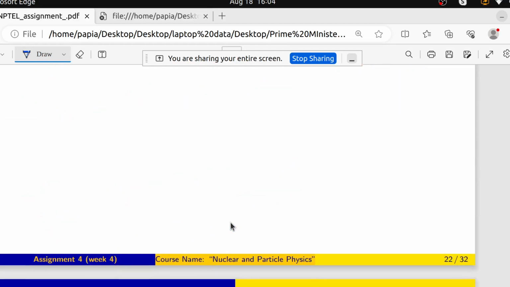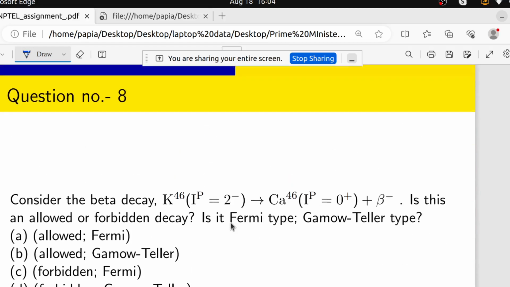Good. Okay. So now coming to the next question. This next question is a little bit different from whatever we have done previously. The next question is, consider the beta decay K46, IP is 2 minus, and it will go to calcium 46, IP is 0 plus, plus beta minus. Is this an allowed or forbidden decay? And the second question is, is it Fermi type or Gamow-Teller type? Like, there are two questions.